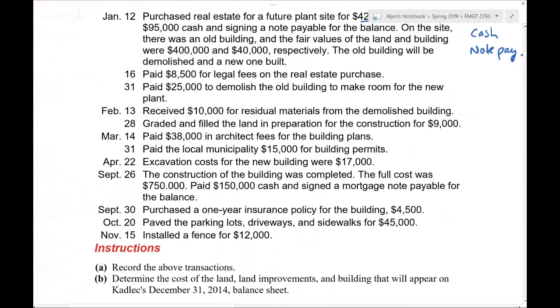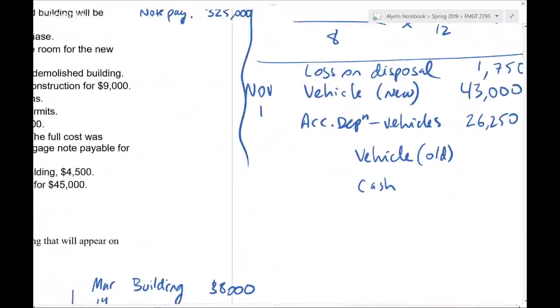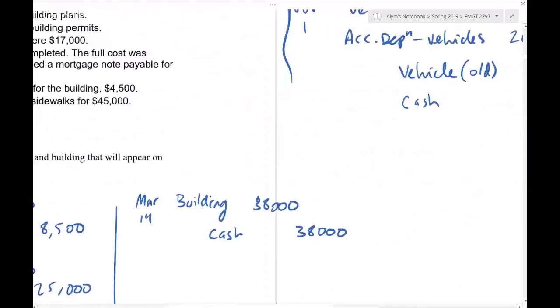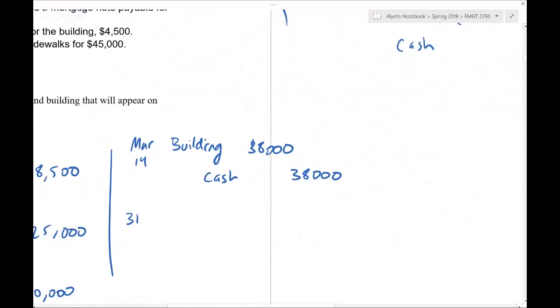March 31st, we paid the local municipality $15,000 for permits. Where are we here? March 31st. We're paying $15,000 for permits. Debit building. Credit cash. Again, those permits are necessary to build the building.